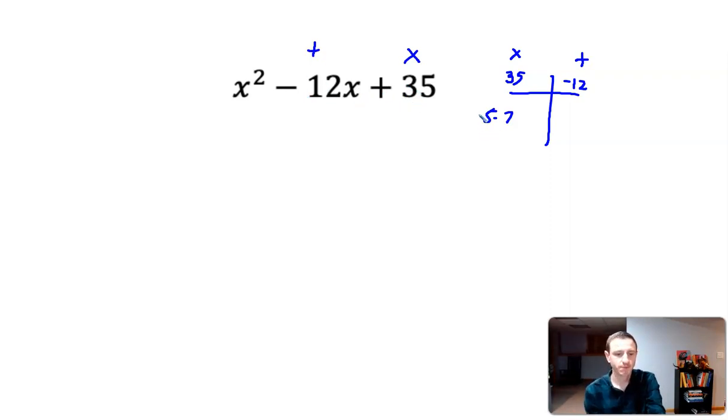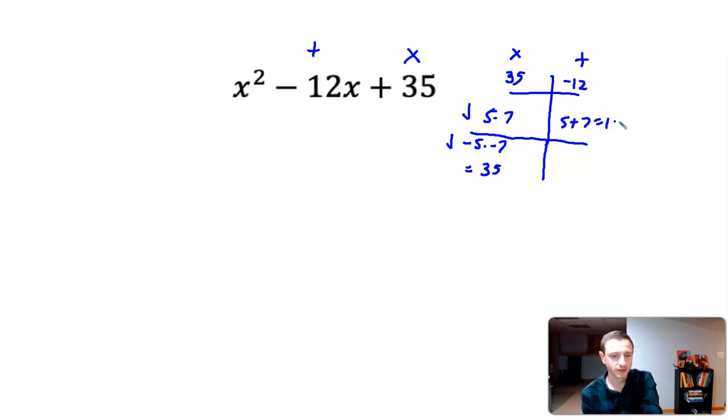Well, let's think about that. How do I multiply to a positive? I could have a positive times a positive, or negative times a negative. That multiplies to a positive 35. And then we want it to add up to a negative 12. So 5 times 7 gives me a positive 35, so that works. Negative 5 times negative 7 gives me a positive 35, so that works. So let's see which one of these two scenarios disqualifies from being the actual answer, because we want to add up to a negative 12. So 5 plus 7 is positive 12.